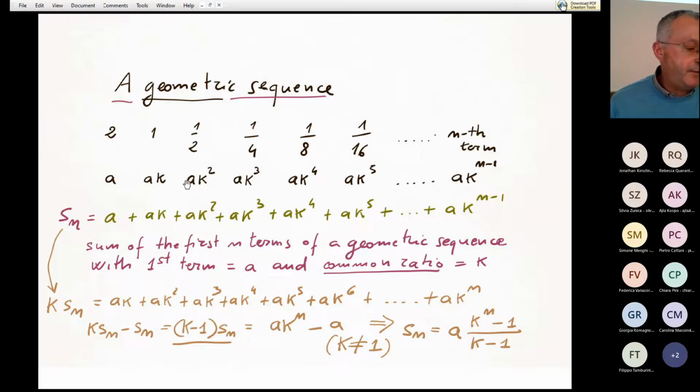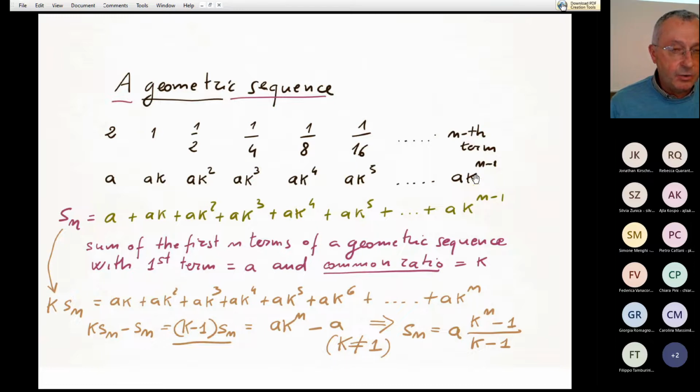minus 1. For instance, let's say a is 2 and k is 1/2, the term number 6 is 2 times 1/2 to the power of 5, n minus 1, okay? And in fact, 1/2 to the power of 5 is 1 over 32, so the sixth term is 2 times 1 over 32, which becomes 1 over 16, which is exactly the sixth term here.